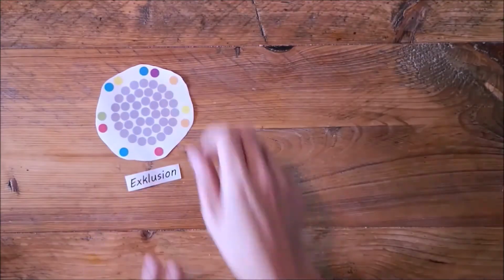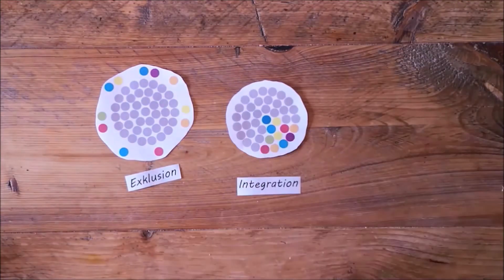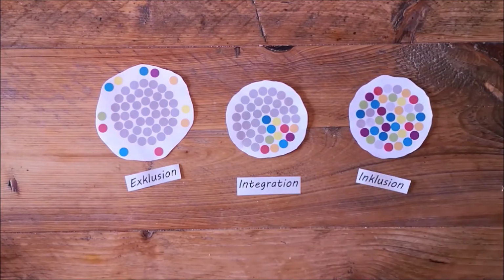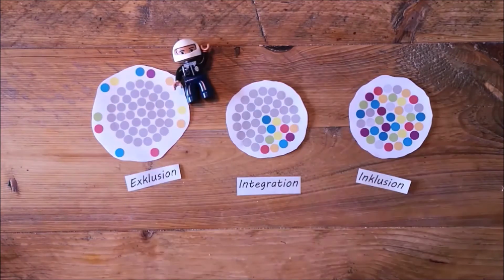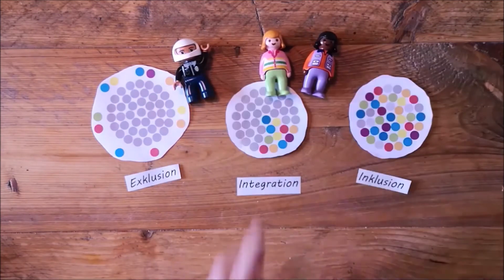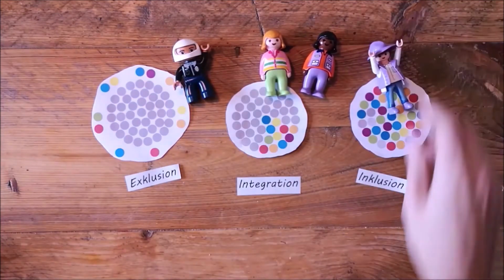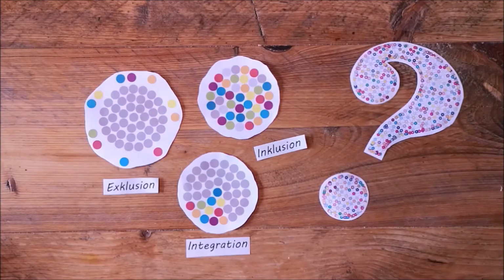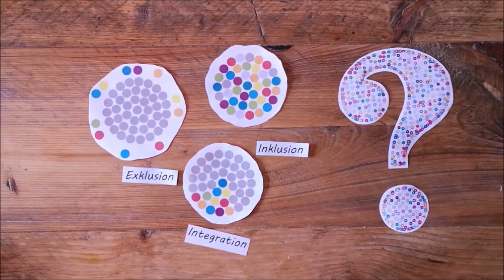In contrast to the terms exclusion and integration, inclusion in the field of education means that all people have the same opportunities to participate in high-quality education and to develop their individual potential, regardless of differences like special learning needs, gender, or social and economic prerequisites. The question is, how do lessons need to be designed to fulfill these goals?